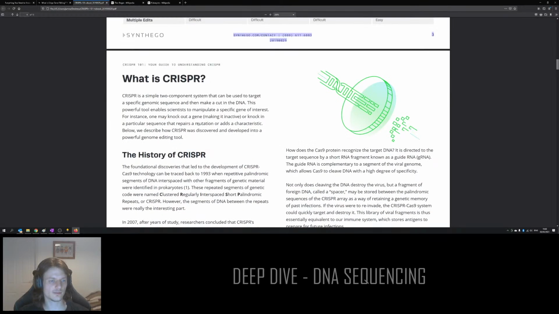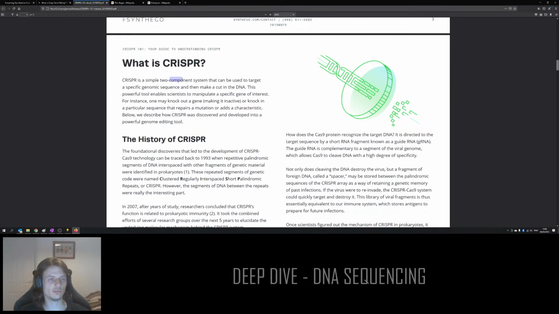CRISPR is a simple two-component system that can be used to target a specific genomic sequence and then make a cut in the DNA. This powerful tool enables scientists to manipulate a specific gene of interest. For instance, one may knock out a gene, making it inactive, or knock in a particular sequence that repairs a mutation or adds a characteristic. Below, we describe how CRISPR was discovered and developed into a powerful genome editing tool.